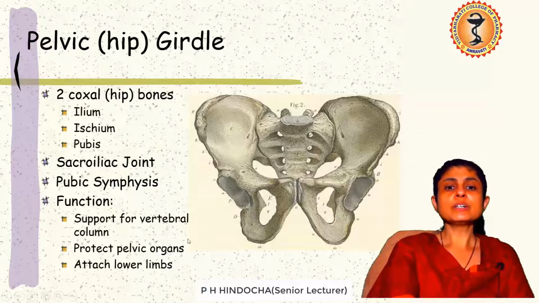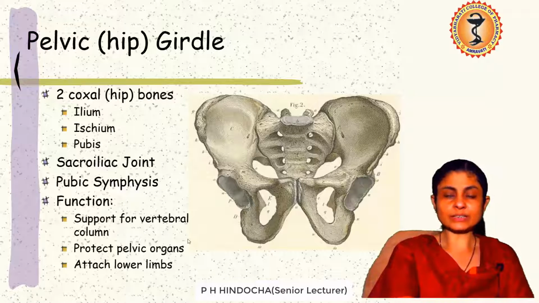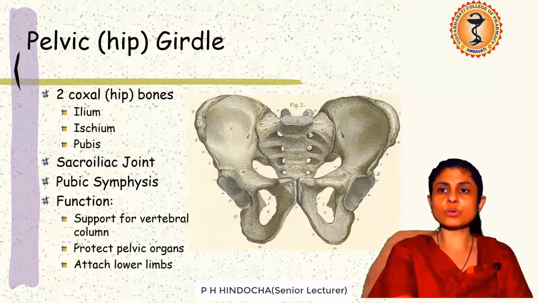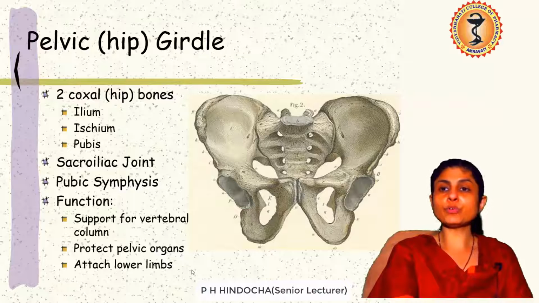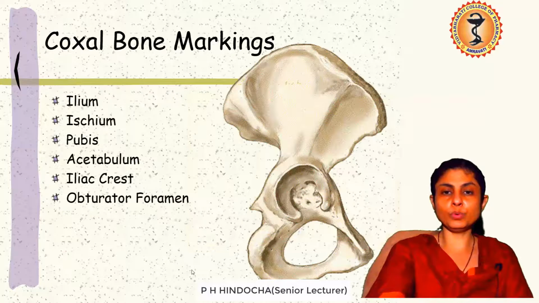Function, what role do they play? Support for the vertebral column, that is the backbone. Protect the pelvic organs, that means those organs which are present in the pelvic cavity, and attach the lower limbs. So basically a hip girdle is made up of two bones which are called hip bones.